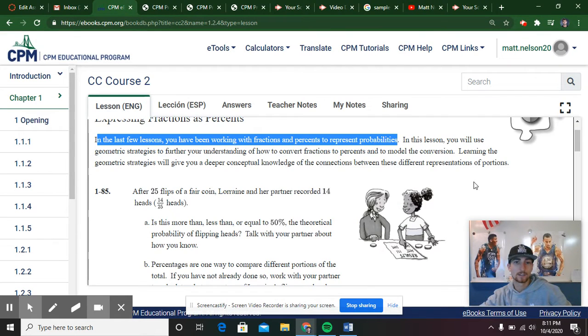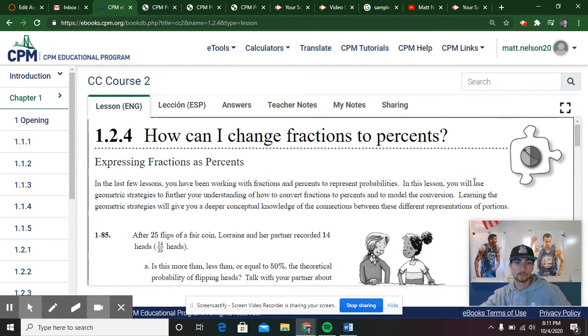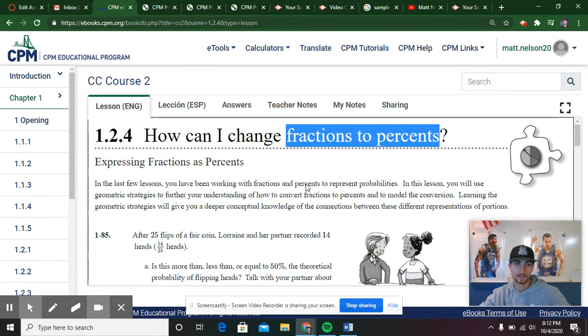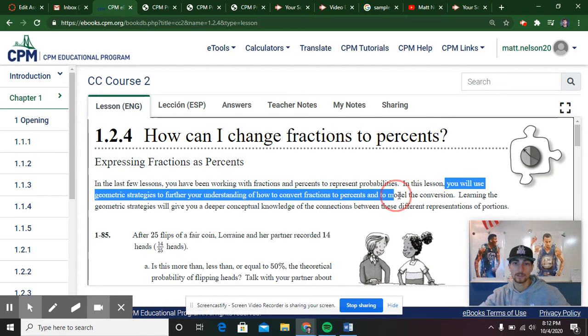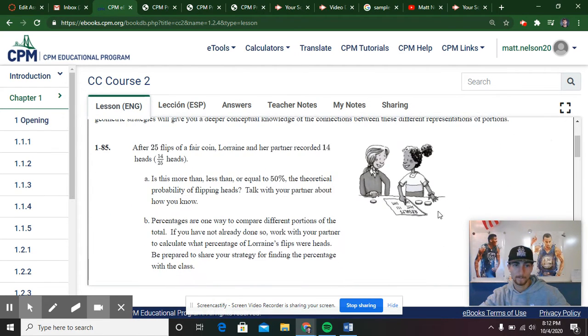All right, so now we're taking a look at 1.2.4. How can I change fractions to percents? So we know that probability can be expressed as fractions, percents, and decimals. And we're going to look at changing fractions to percents in this lesson. So we're going to learn geometric strategies to further your understanding of how to convert fractions to percents and model this conversion. All right, so here we have problem 185.